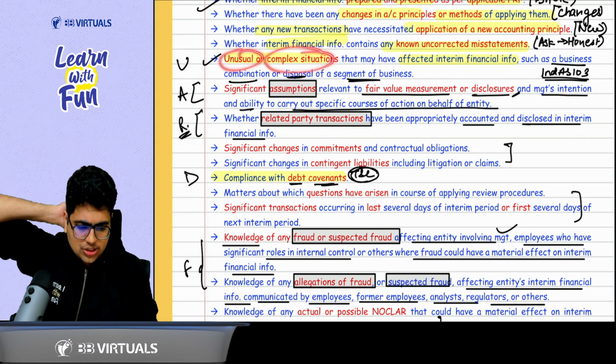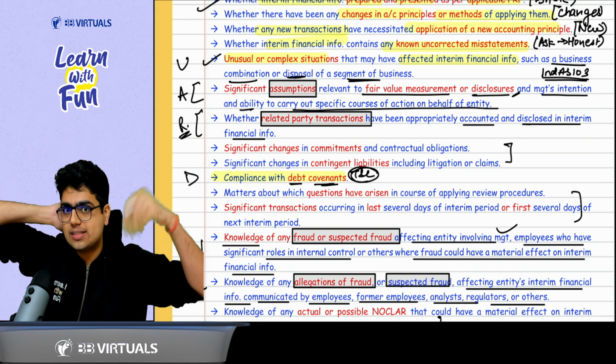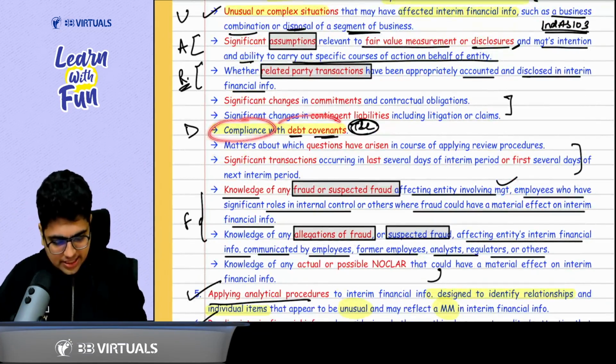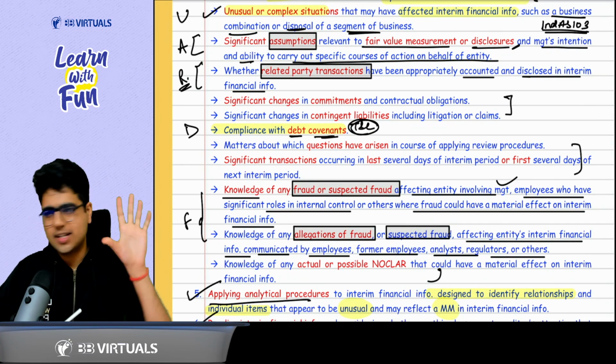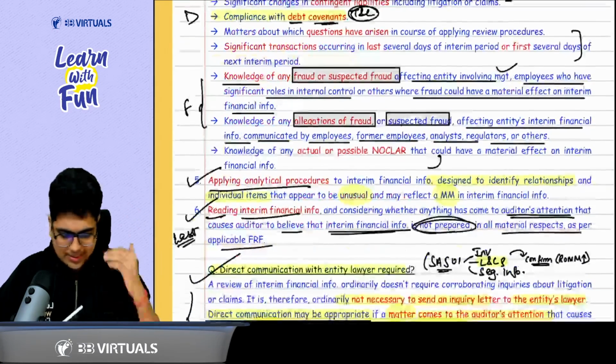And the last 2 points are unusual events or complex events. Unusual or complex situation affecting the interim financial information, like a business combination. This is not usual, this is unusual. And D for debt covenants. Compliance with the debt covenants, that means the debt terms and conditions. 5-6 points are more than enough. Clear? Clear, sir. Other points, just give a read.